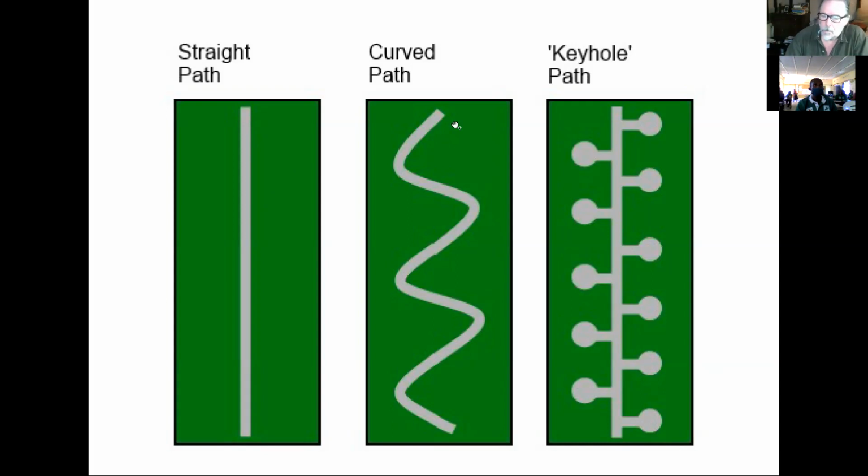So if we make the path curved, it's still a path. It still has the function of a path. It still gets us from one side of the garden to the other. But this one now, it's longer. We've extended the edge. We've maximized the edge. So now when I walk through this garden, I'm going to interact with more of the garden.